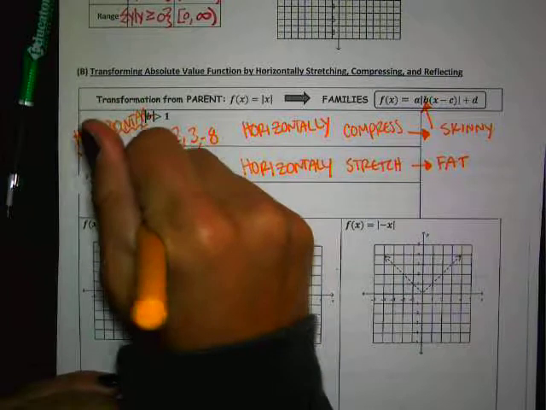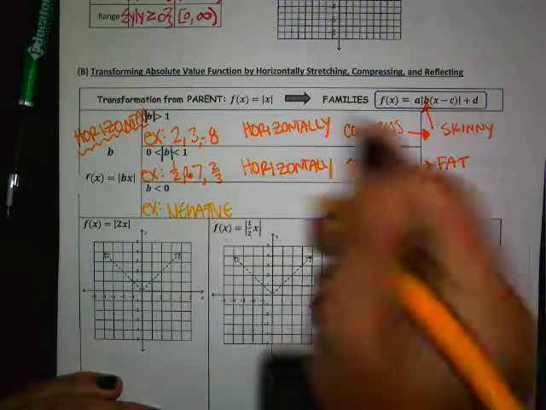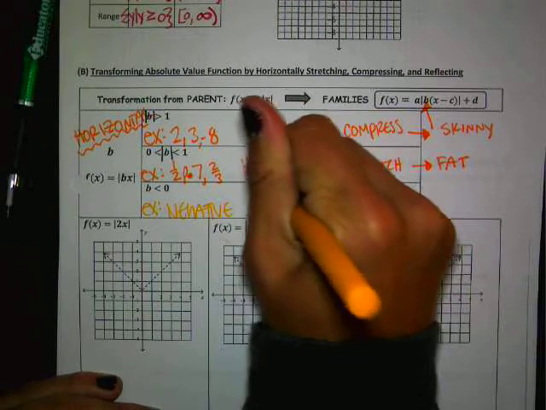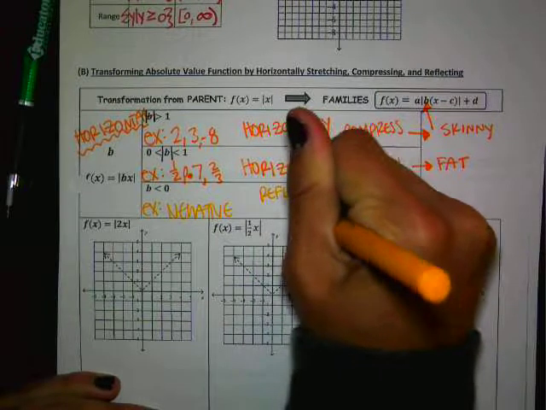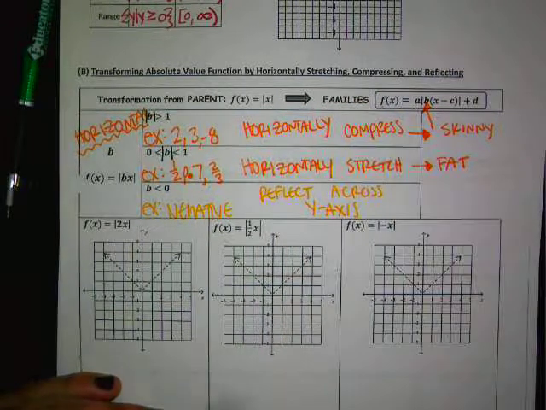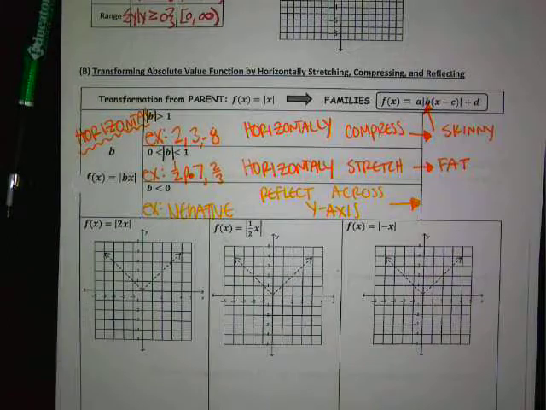What did you say? Is that a reflection too? It is going to be a reflection, but you are going to reflect across the y-axis. Oh no! Now you've really switched the game. All right, so now let's think about this for a second. Let's think about reflecting across the y-axis.